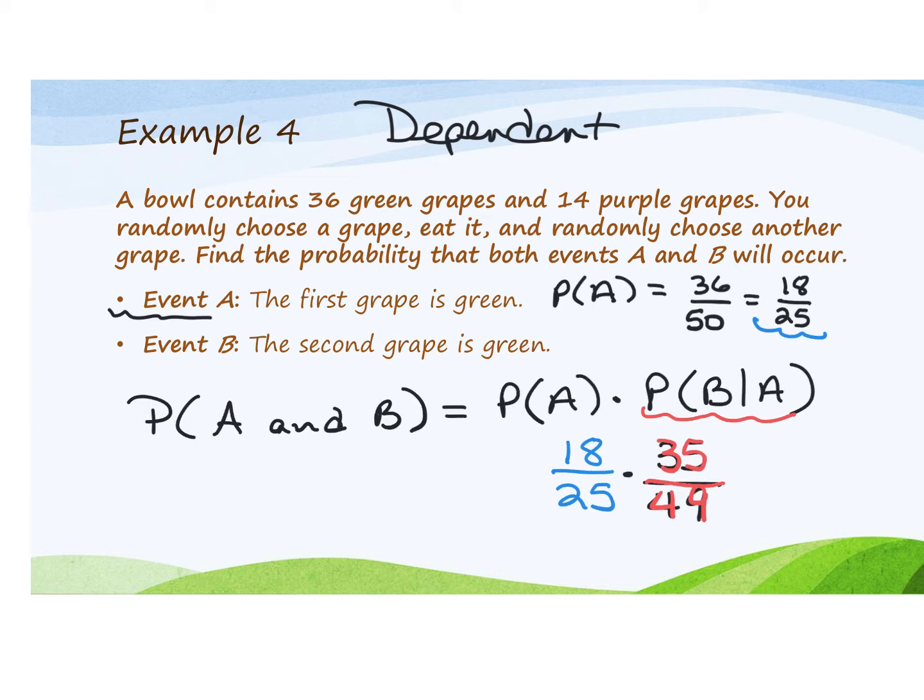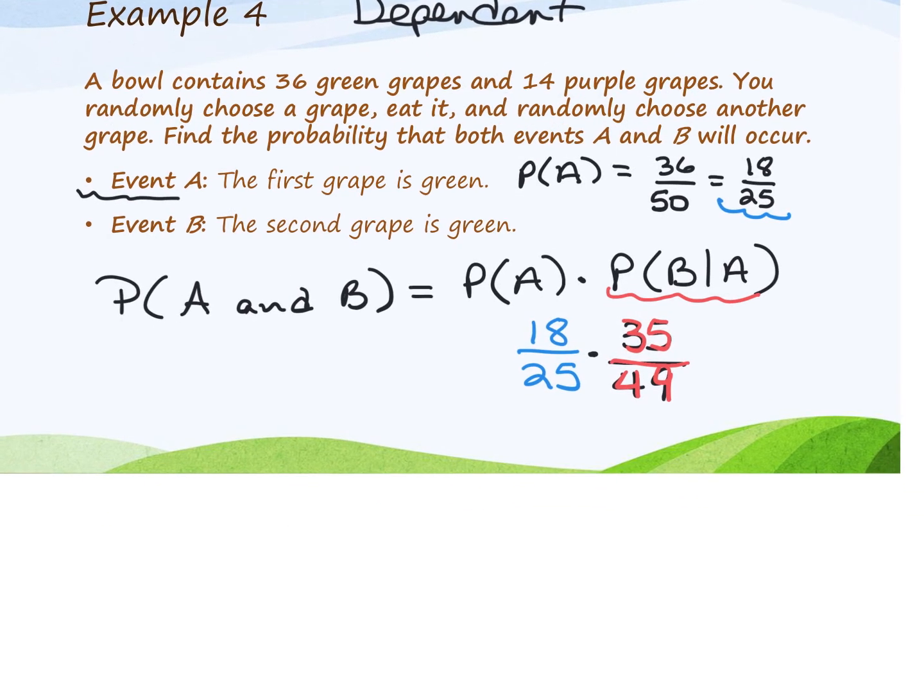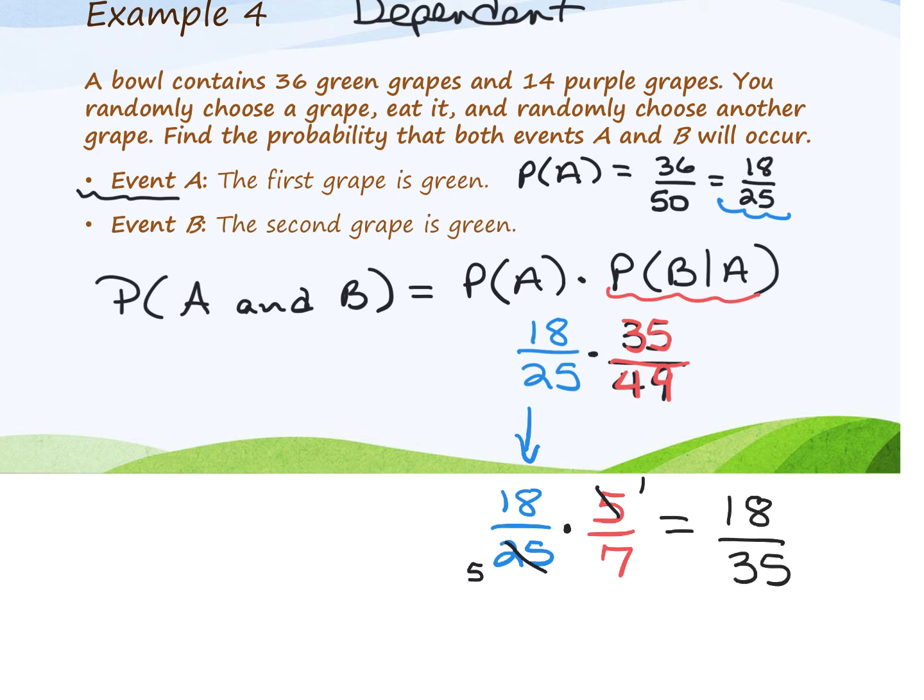Now, we need to write this as a simplified fraction. I can also simplify 35/49, and that will reduce, I can divide them both by 7, and this will simplify to 5/7. I'm going to rewrite this one right next to it. Now before I multiply, I can still simplify further. I can simplify the 5 and the 25, change that to a 1, change that to a 5, and then my final answer here is 18/35. So that would be the probability of both A and B occurring.